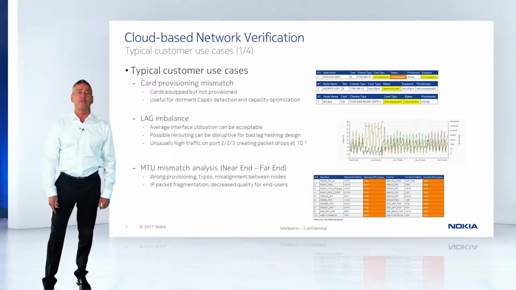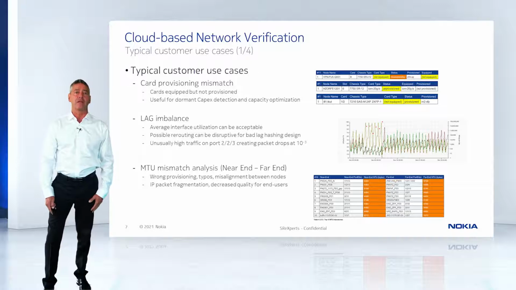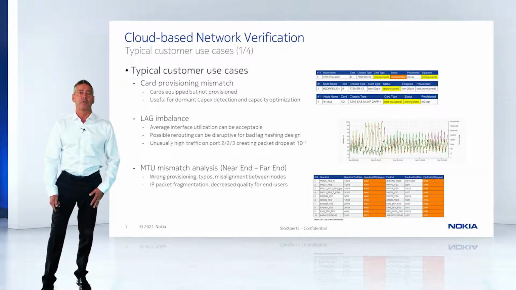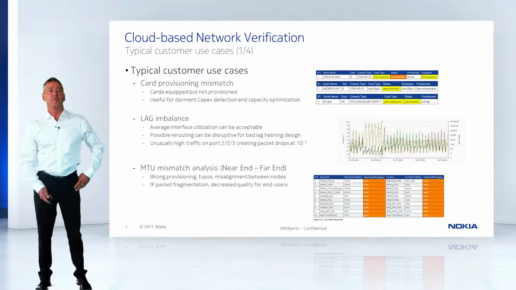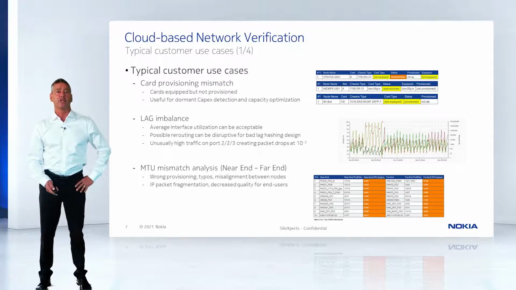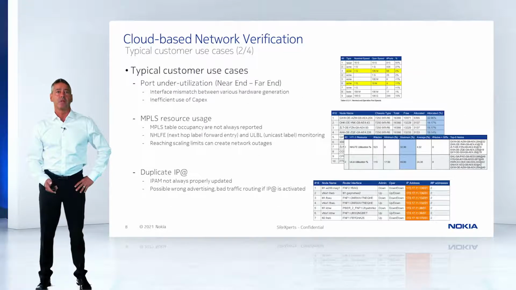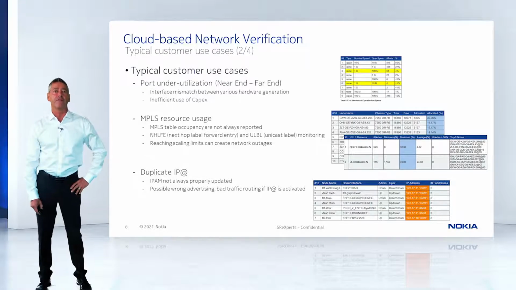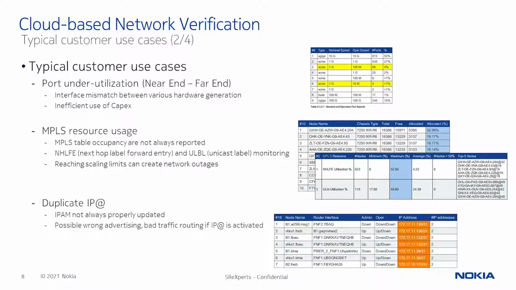There's also MTU mismatch analysis, the near end and the far end. So if you have wrong provisioning, typos, and misalignment between the nodes, this will cause IP fragmentation and decrease the quality for the end user. The second use case, port underutilization, near end and far end. So this is inefficient use of the CapEx.